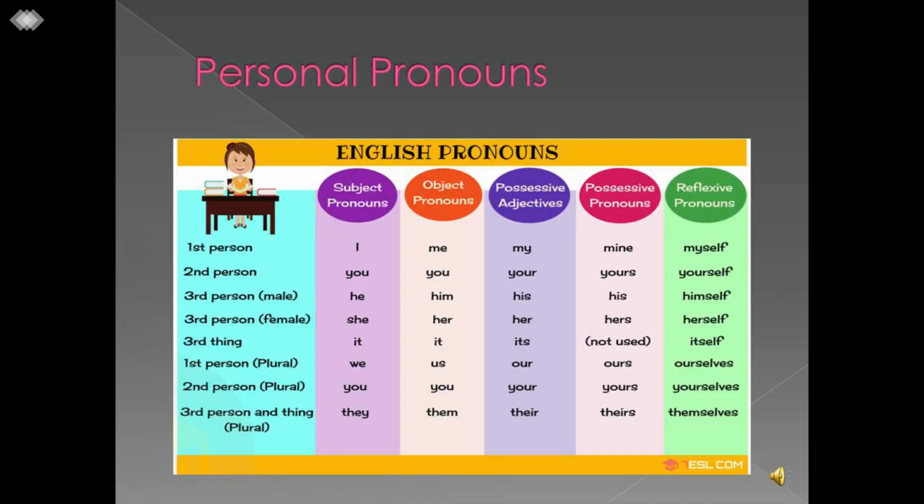Dear students, now in front of you there is a table which shows the difference of first person, second person and third person into different categories. Like it shows subject pronouns, object pronouns, possessive adjectives, possessive pronouns and reflexive pronouns. These all are the different forms of the personal pronouns.